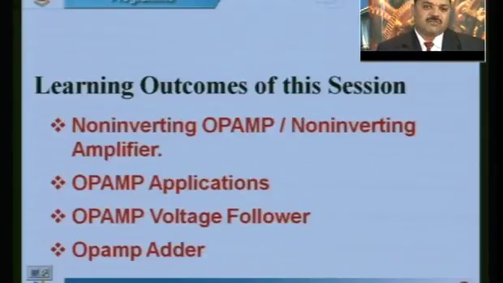What are the learning outcomes of this session? Today we are going to discuss the non-inverting op amp or non-inverting amplifier, the operational amplifier applications, and also the operational amplifier voltage follower and the op amp adder circuit. So, these are the outcomes of this session.